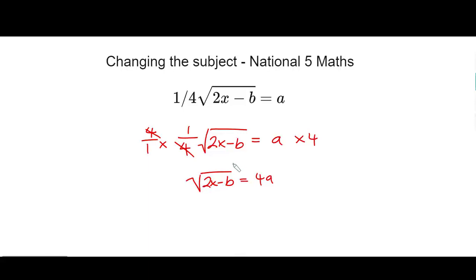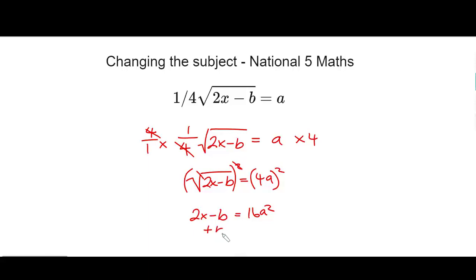So I now want to get rid of the square root. If I get rid of the square root by squaring it, I've also got to square this. So 4 squared and a squared, that's actually 16a squared if you square all of that. So then that gives us 2x minus b, and all of this squared, 4 squared is 16 and a is squared. So how do we get x?